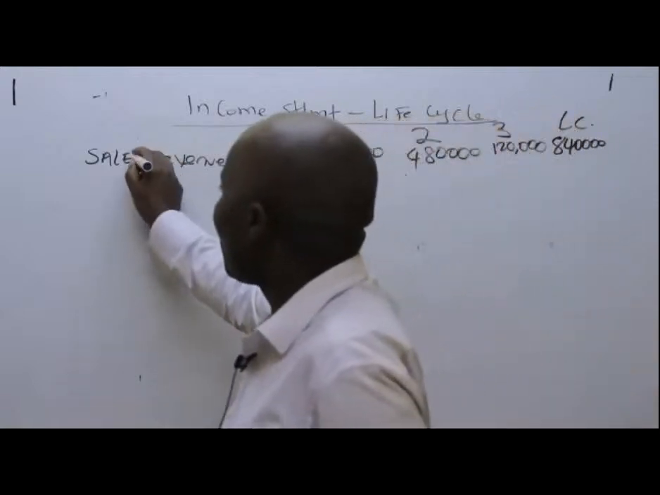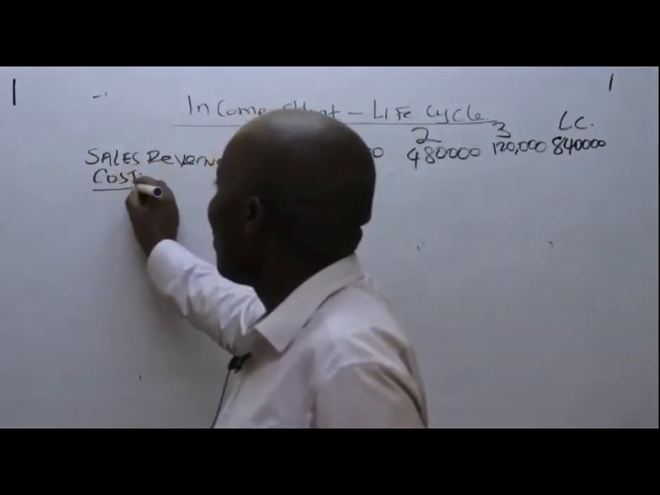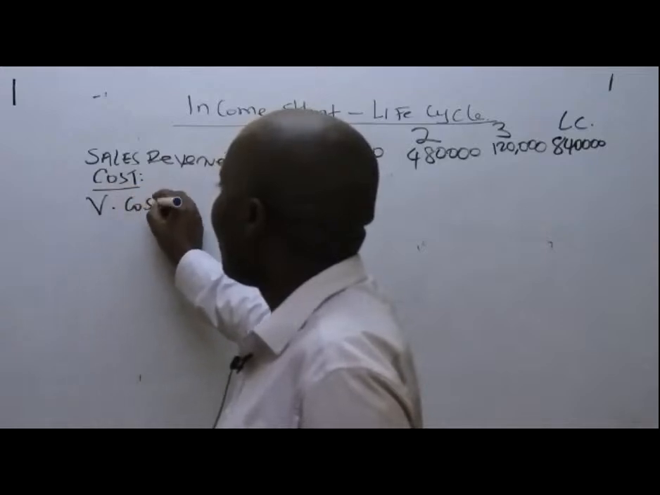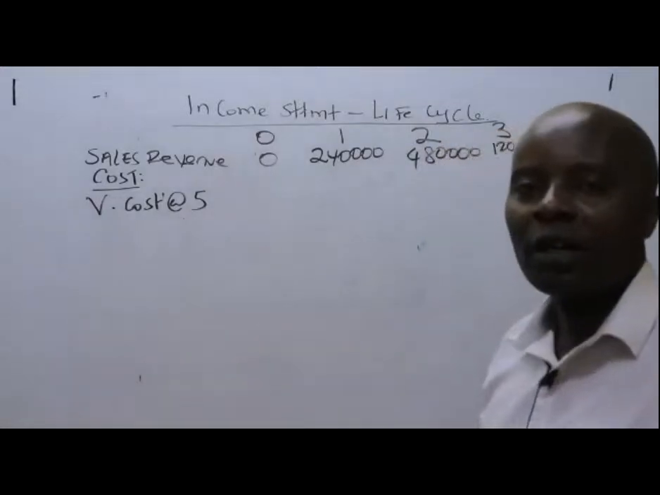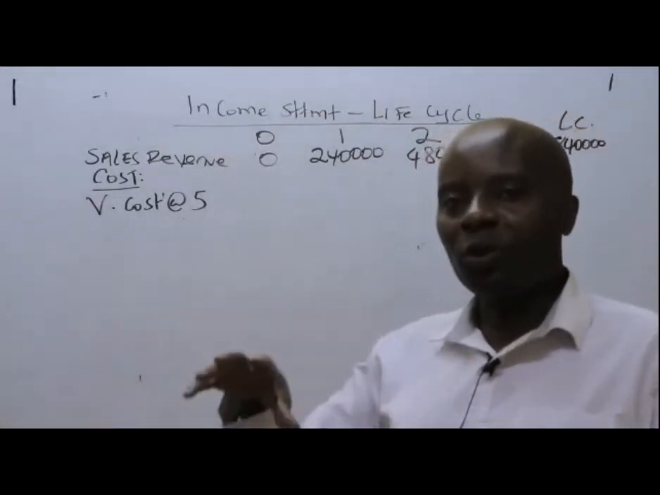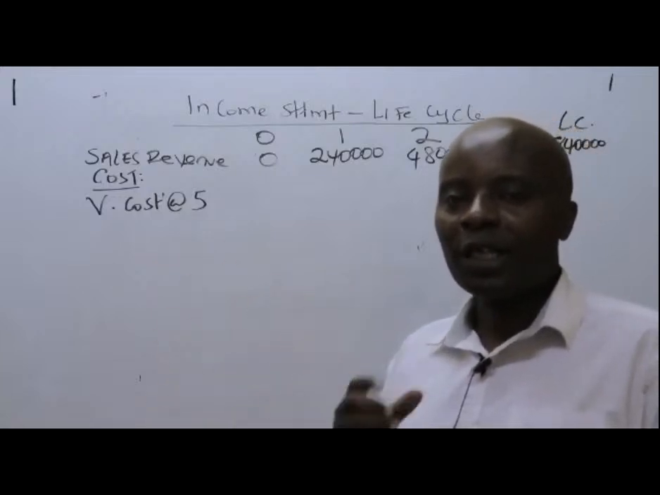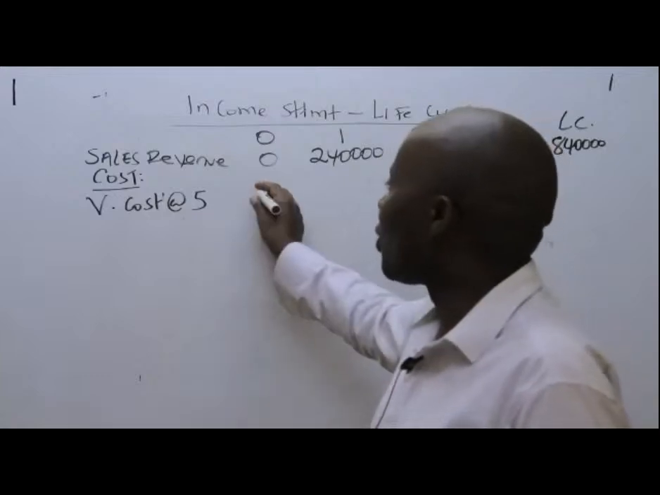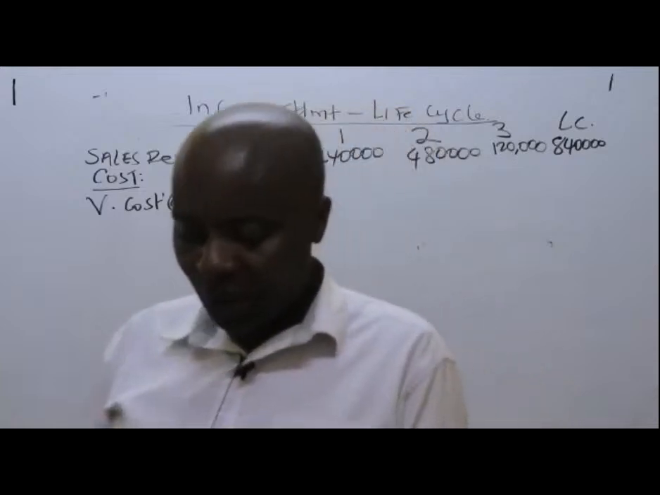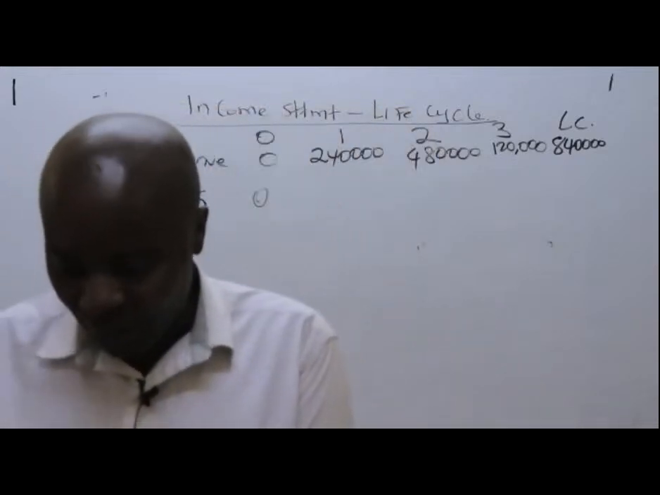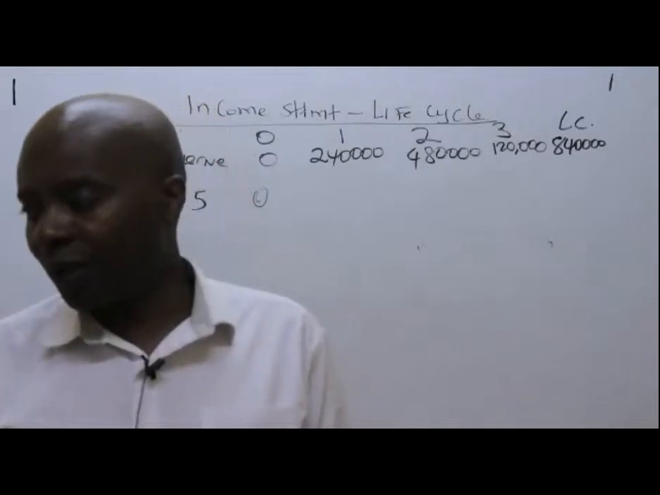Now, after that, ladies and gentlemen, I would want us to go to the next thing, which is the cost, where we shall start with variable cost. Remember, we already calculated variable cost and got a figure of 5 per unit. So ours will be to take the number of units multiplied by 5. Year 1 units are 80,000, so 80,000 units times 5. That will give us what figure?